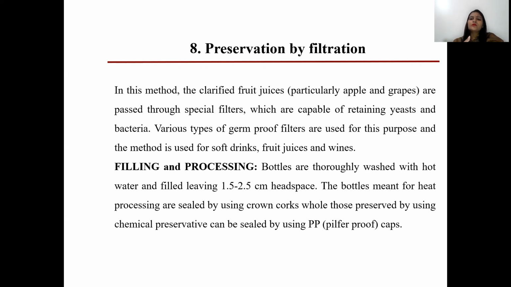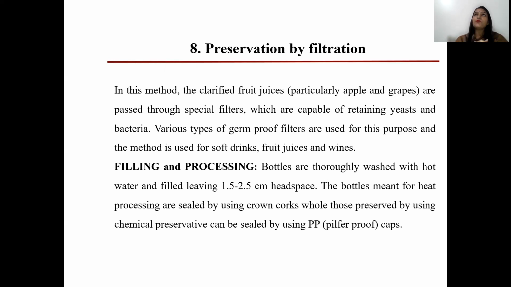Okay, so there are different clarification methods. In my next lecture, I will explain the clarification of juices. Okay, so there are different methods for the clarification of juices, and I will explain in detail, but this topic is related to preservation of juices. So we can preserve our juices for a long time with the use of these methods.